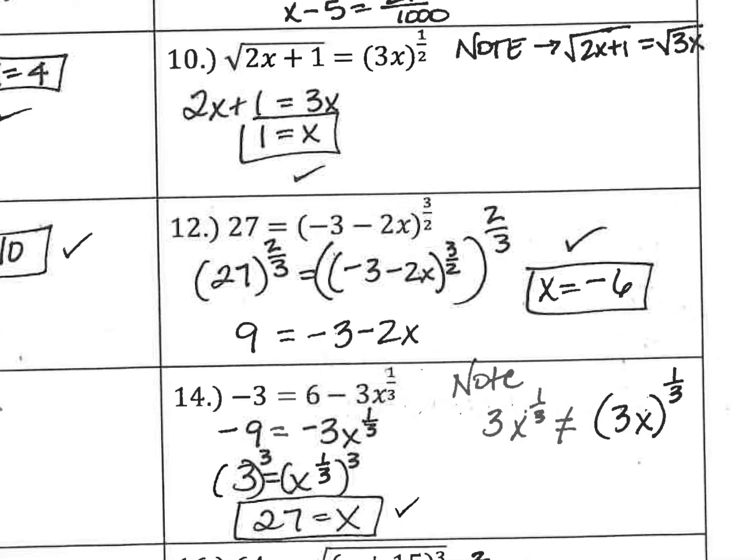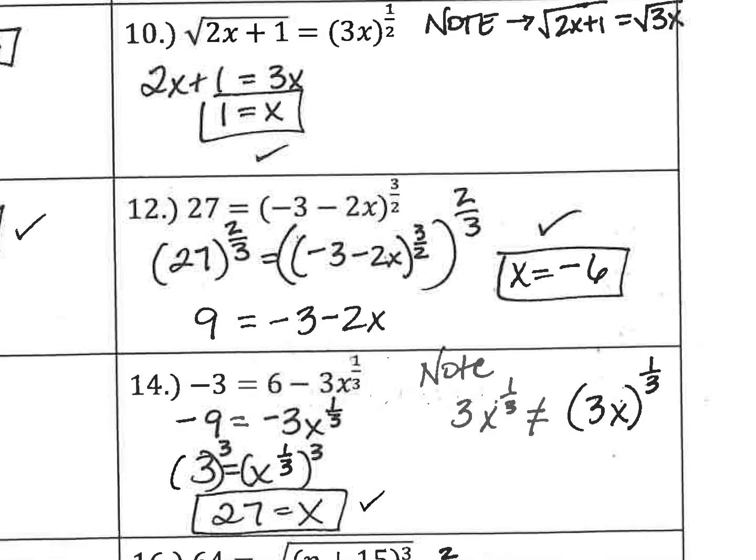Now let's take a quick look at number 12. So here, and you may be comfortable with this one, this is 27 equals negative 3 minus 2x, all to the 3 over 2 power, to the 3 halves, okay? Well, the way that we can cancel out this fractional exponent is to multiply by the reciprocal exponent. So that would be 2/3.